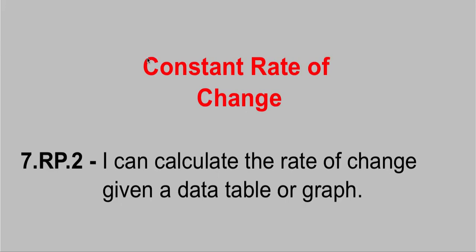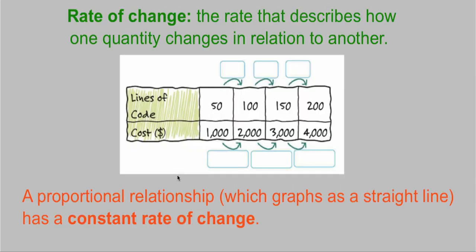Hope you have your guided notes page. This one is on constant rate of change. So we've been talking about rates a lot this unit. Now we're going to talk about something a little more specific using our rates, which is something called the constant rate of change. So the title's already there in your notes. Go ahead and put your learning target, 7RP2: I can calculate the rate of change given a data table or graph.